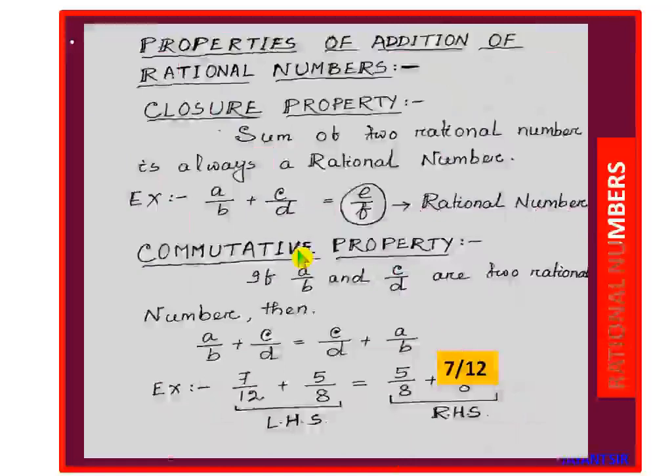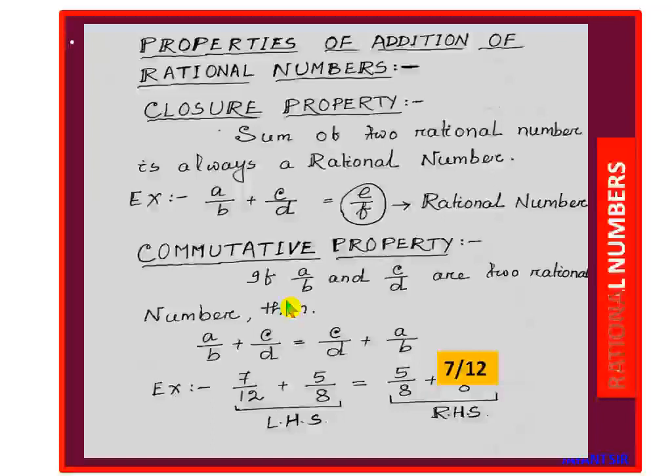Next, the properties of addition of rational numbers. Closure property: the sum of any two rational numbers is always a rational number. If we add any two rational numbers, the result we get is also a rational number. Next, the commutative property.